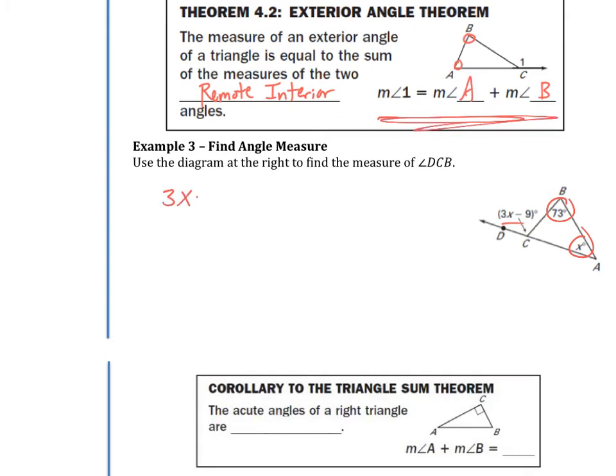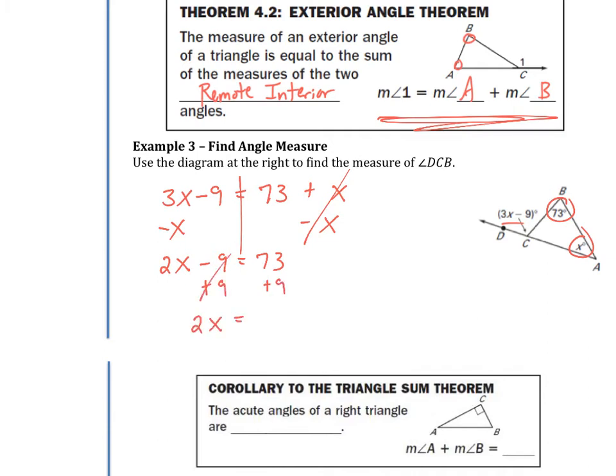3x minus 9 is equal to 73 plus x. So we're going to solve this. I'm going to get rid of the x on the right side. 2x minus 9 equals 73. Add 9 to get 2x equals 82. And then divide by 2. x equals 41.